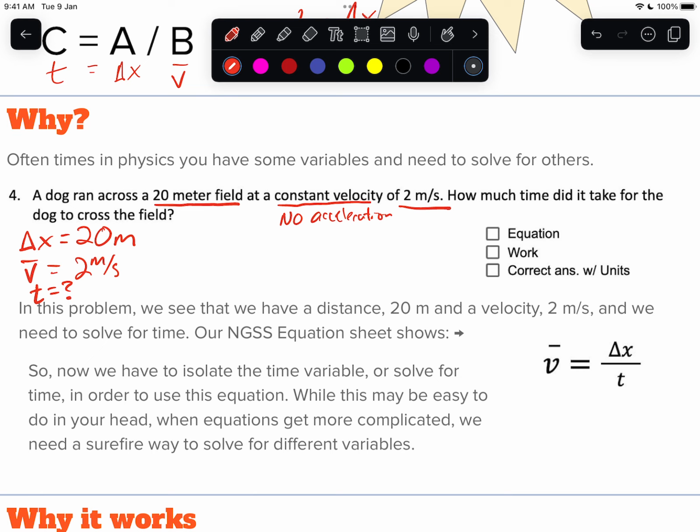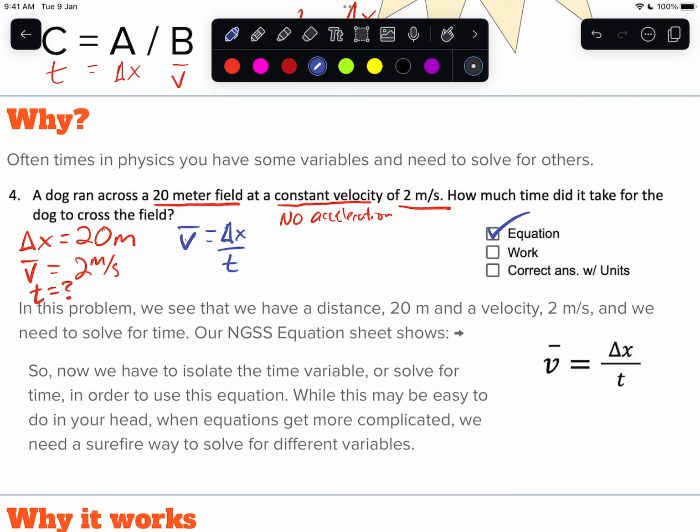So when I have this, I'm going to say, okay, what equation do I have on my NGSS equation sheet that has both change in x, average velocity, and time? Well, that's the equation that we've been using. Average velocity is equal to change in x divided by time. Okay, so my equation, done. Check that out. Look, that's what I mean when I say I want you to write your equations down. Then I'm going to show my working.